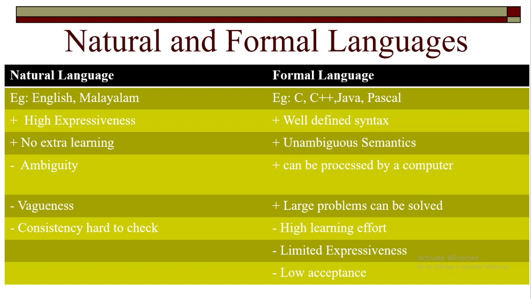And these are some negatives, or demerits, of natural language. That is, there may be ambiguity in different sentences, statements or strings, vagueness can be there, and consistency is hard to check. It is hard to check the consistency of a natural language sentence or natural language strings.